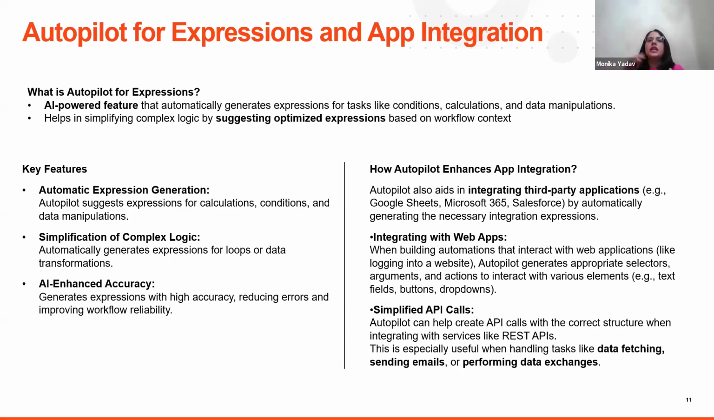Now the third is AI-enhanced accuracy. Since Autopilot uses trained models and context-aware logic, the accuracy of its expressions is very high. Not only syntactically, but it is also semantically aligned with what the workflow is doing. This drastically reduces trial-and-error debugging and also helps standardize expressions across teams and projects. Okay, so now let's move to how Autopilot enhances app integration.